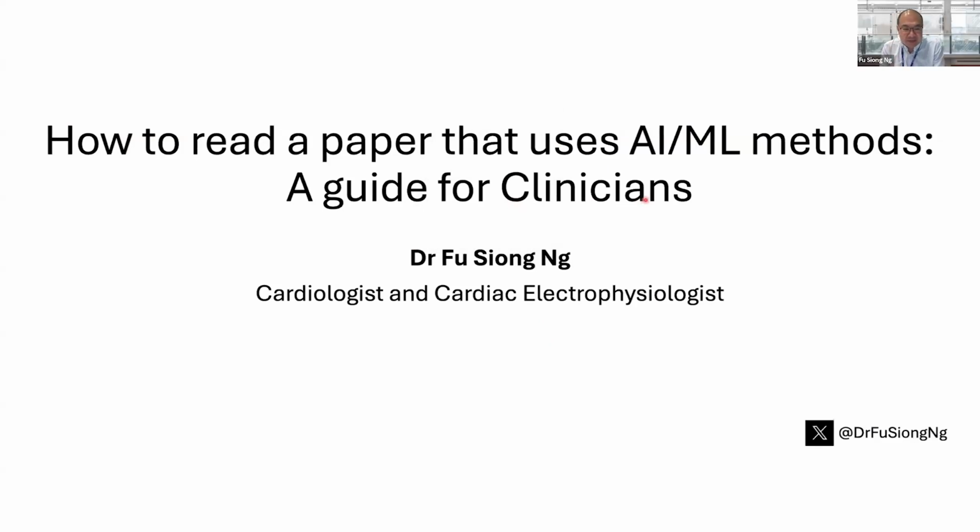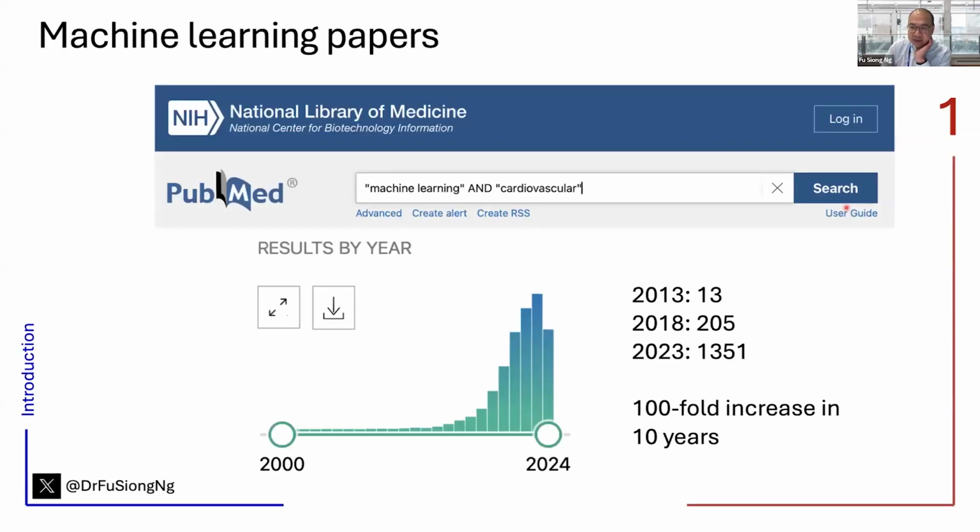So I'm Fu Siong Ng. I'm a cardiologist and cardiac electrophysiologist, and I look at ECGs a lot on a daily basis. I also lead a group that is currently quite active in doing AI ECG research. So my task is to try and talk to you about a system on how to read a paper that uses AI or machine learning. I think Manolis has given us an excellent starting point and covered the basics. I'll hopefully expand on that and teach you how to read a paper on AI and machine learning.